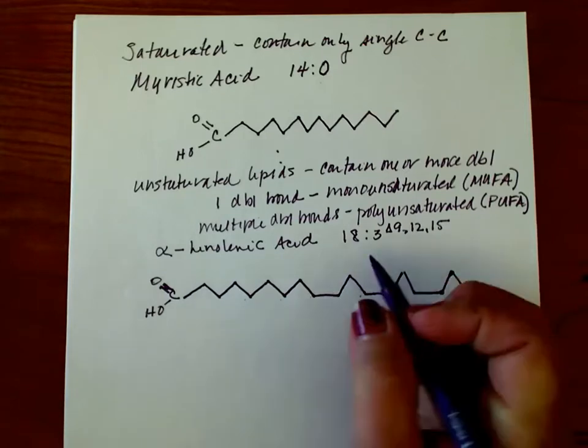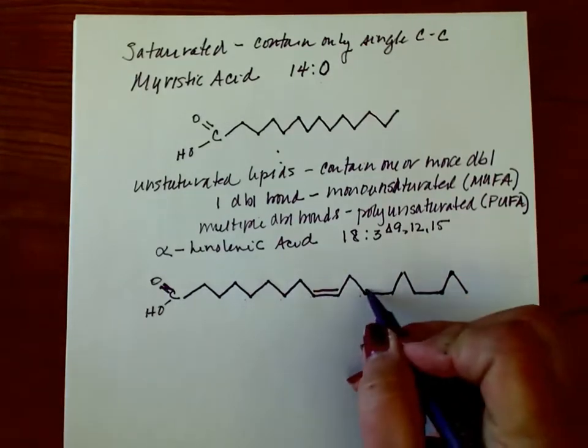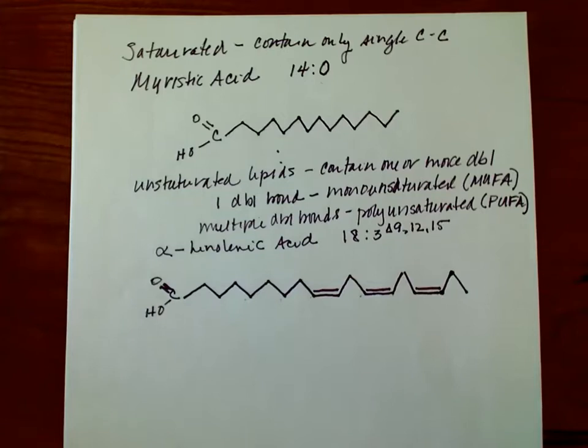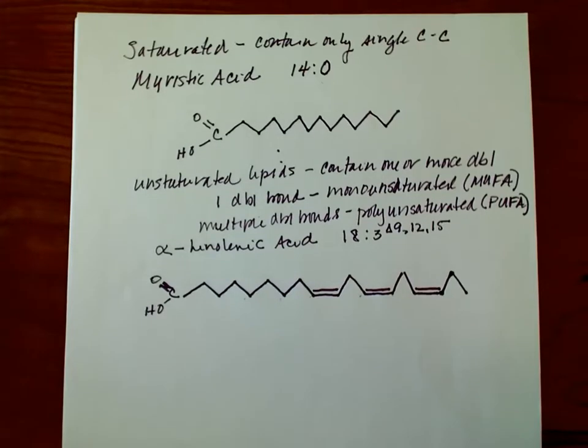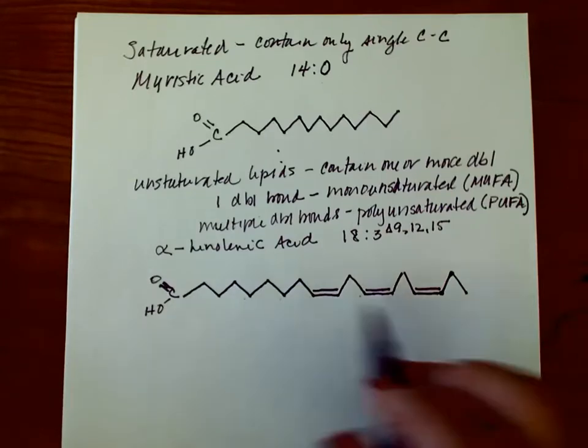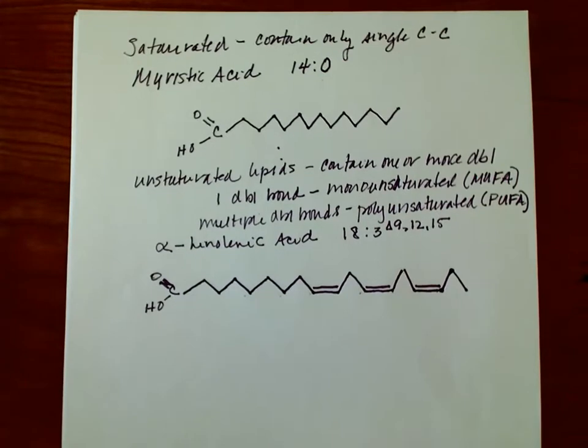And then, of course, we need to fill in those double bonds. These are cis double bonds. We have talked about trans double bonds. There are a few of those that naturally occur, but the predominant form in fatty acids is cis double bonds.